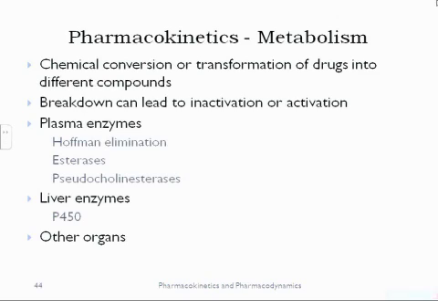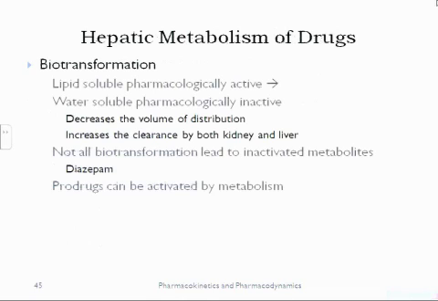There are some plasma enzymes that are also important for our job, like pseudocholinesterase. There's also things like Hofmann elimination that don't really need any enzymes to have this reaction take place. And you have esterases as well. The liver is one of those clearly important organs for metabolism, as it uses a P450 system. The P450 system is found in other cells in the body and other organs. So that's another thing to also take into consideration.